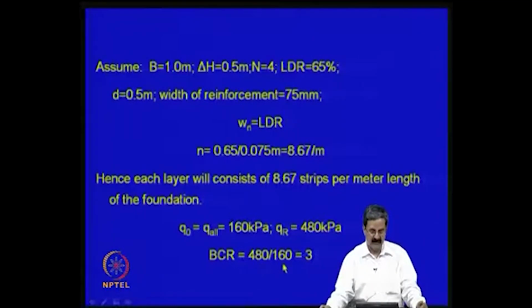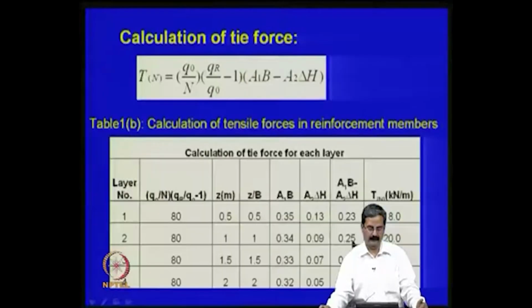What we need is, sorry, 480 by 160, we need the improvement, it is about 3. The factor of safety of the bearing capacity ratio required is 3. So, 160 plus 160 plus 160, yes, it is 3 times, not 4 times as I just mentioned, it is 3 times, we need this number.